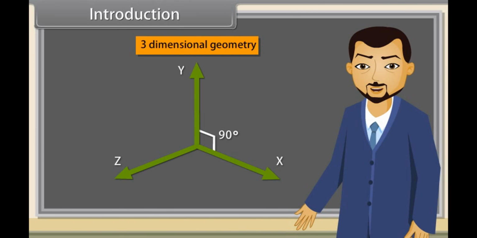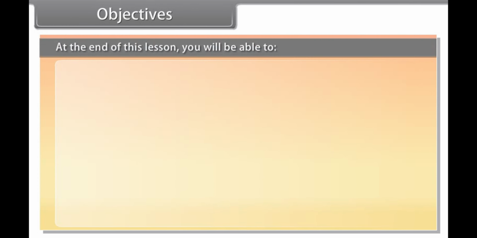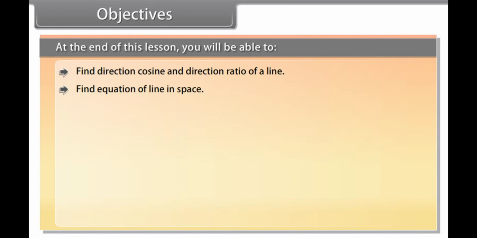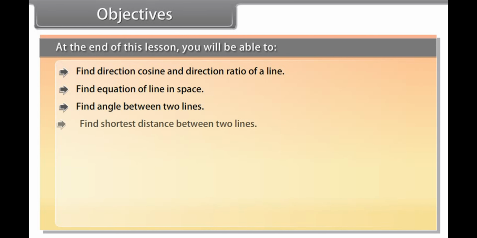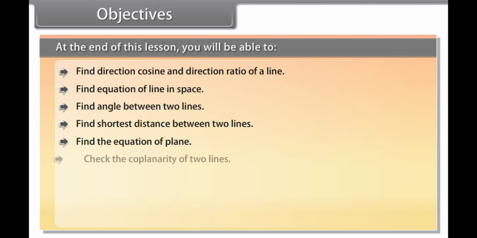In this lesson, you will learn three-dimensional geometry. Objectives. At the end of this lesson, you'll be able to find direction cosine and direction ratio of a line, find equation of line in space, find angle between two lines, find shortest distance between two lines, find the equation of a plane, check the coplanarity of two lines.